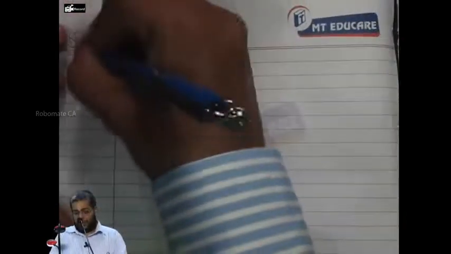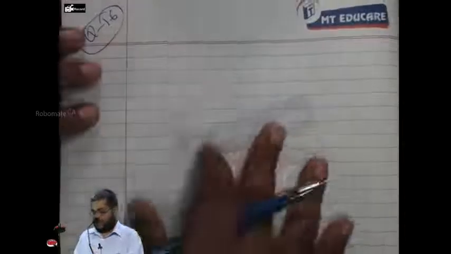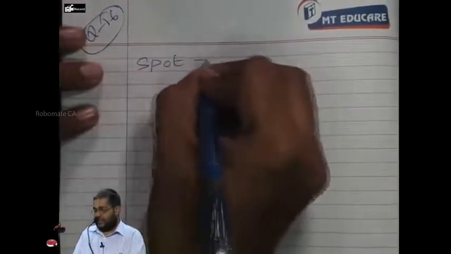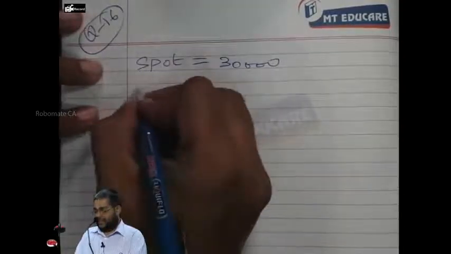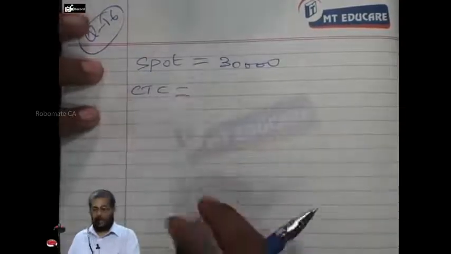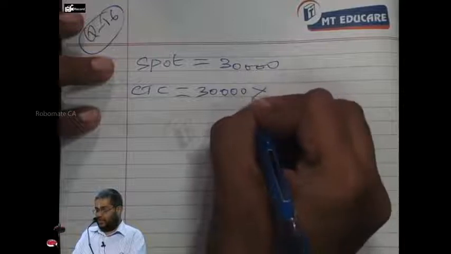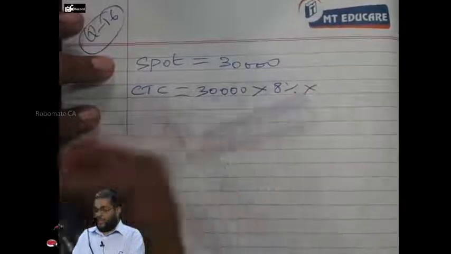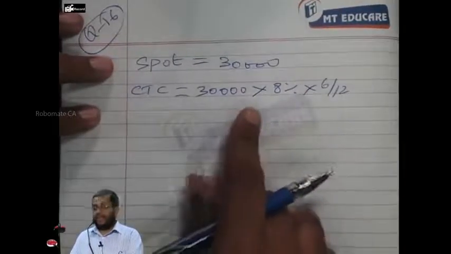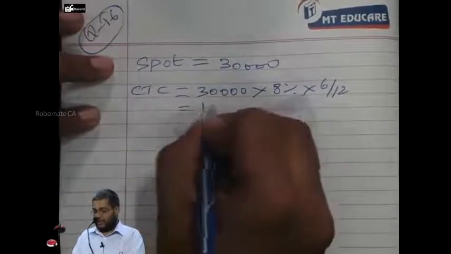Question number 16. Let's do it together. First, spot price is equal to 30,000. Next is the cost to carry. 30,000 into the financing cost of this gold, 8%. How many months do you have to carry? If I hold the asset, I have to carry it for 6 months, so 6 by 12. Then the cost to carry is 1,200.